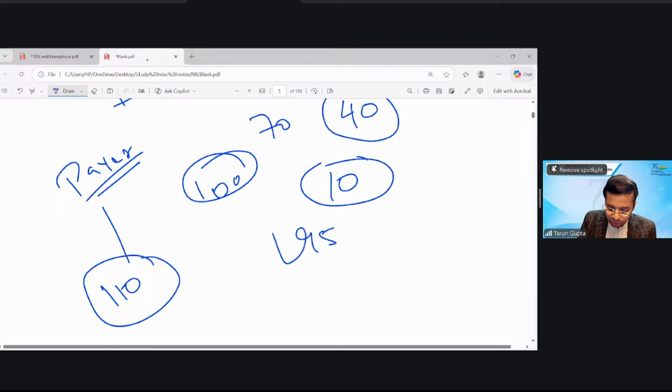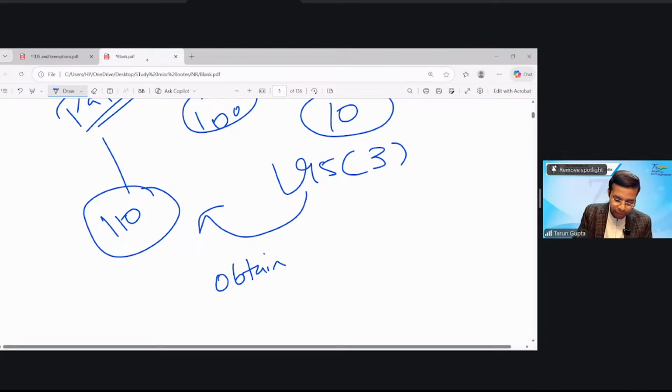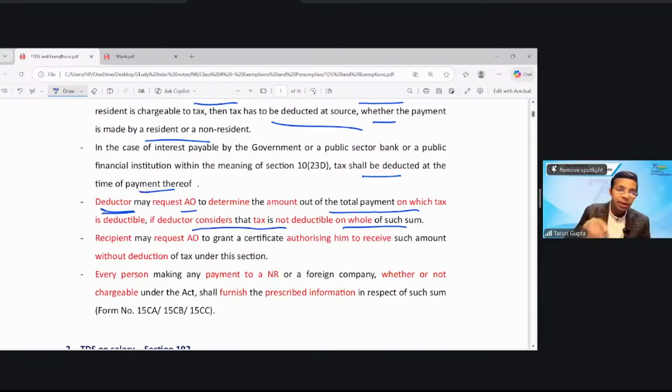So section 195(3) empowers the recipient, the non-resident, to approach the tax officer and obtain a lower or nil withholding certificate. So under section 195(3), the recipient may request. Now here we are talking about the non-resident. 195(2) is on the deductor. 195(3) is on the recipient. The recipient may request the AO to grant a certificate authorizing him to receive such amount without deduction of tax under this section. Okay.